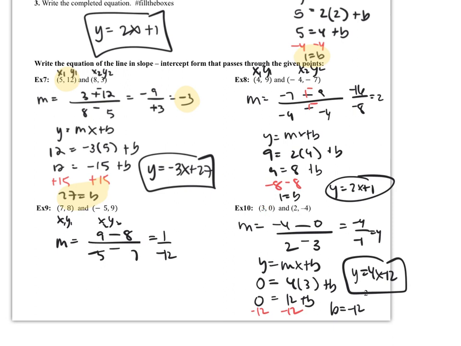I still used it because I like the 0, so I changed x to 3 and y to 0. 4 times 3 was 12, and to get b by itself, I minus 12 from both sides, to get negative 12 for my b value. y equals 4x minus 12. Now back to example 9.